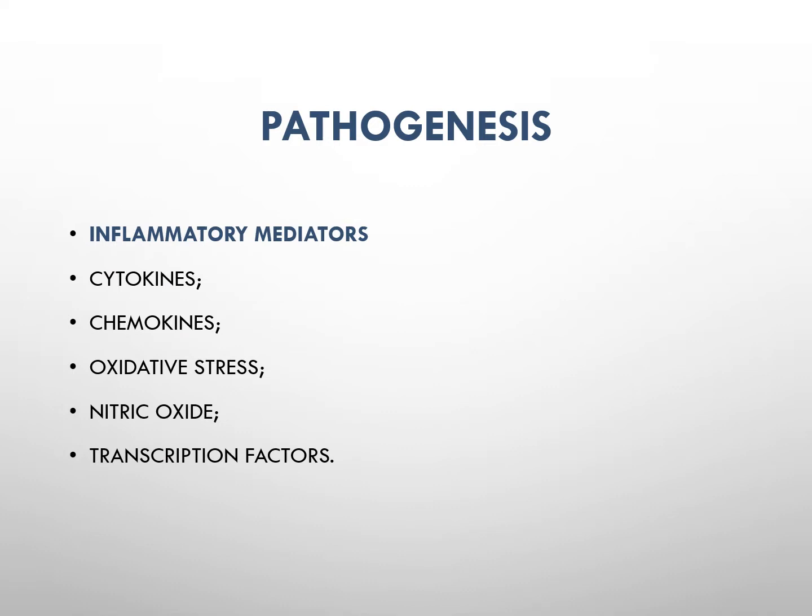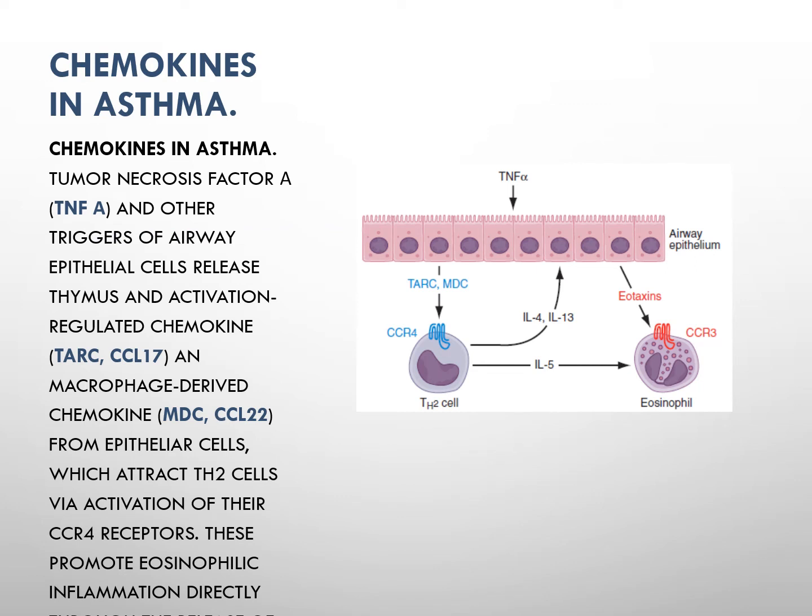Inflammatory mediators are cytokines, chemokines, oxidative stress, nitric oxide, transcription factors. Chemokines in asthma: tumor necrosis factor, TNF-alpha, and other triggers of airway epithelial cells release thymus and activation-regulated chemokine, TARC, and macrophage-derived chemokine, MDC, CCL22, from epithelial cells, which attract Th2 cells via activation of their CCR4 receptors. This promotes eosinophilic inflammation directly.